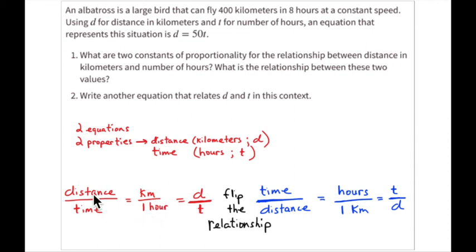So how far does that albatross travel in 1 hour? How many kilometers? So you have distance per time. Or you can flip that relationship and write it as time per distance. So what if you wanted to know how long it takes to travel 1 kilometer? That would be the time per distance, or the time per 1 kilometer. So one relationship is the distance per 1 hour, and flipping that relationship, it's the time it takes to travel 1 kilometer. So this takes a lot of time to get used to thinking about flipping this relationship.